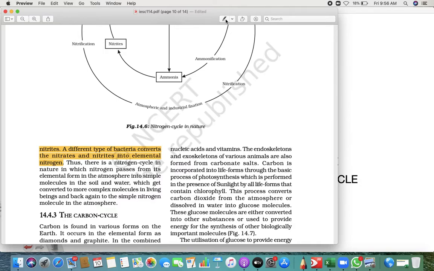So there are two other types of bacteria. One converts dead plants, animals or human beings into nitrites and nitrates, and another converts nitrites and nitrates into elemental nitrogen. This is how the nitrogen goes back to the atmosphere. So this is the whole process.